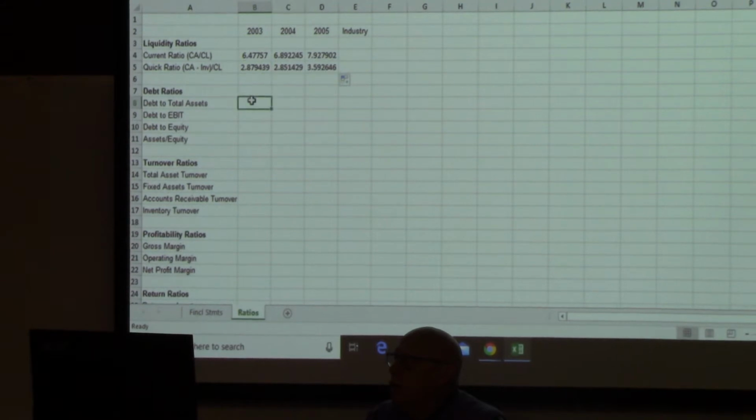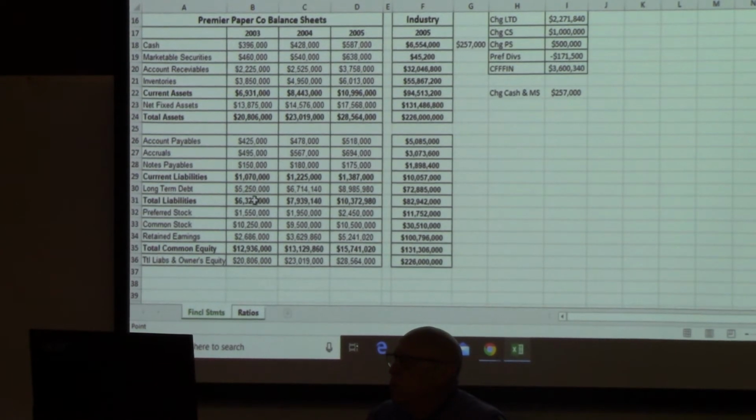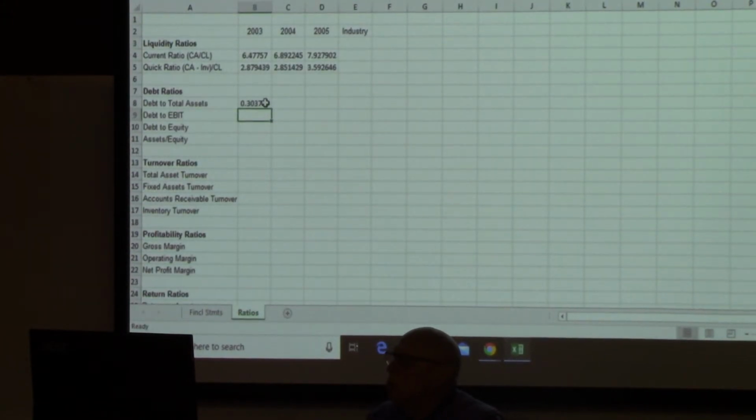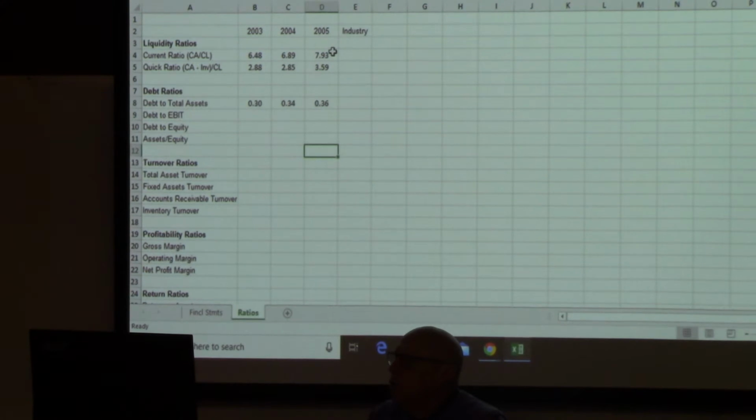And let's do debt to total assets. So we're going to use total liabilities divided by total assets. And we don't need all this detail in here. We don't need as many decimal spots, so let's go ahead and reduce those. Yeah, that should do. And let's go ahead and do this for the industry.